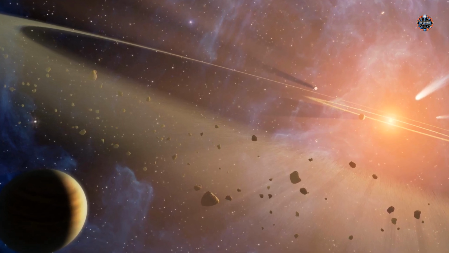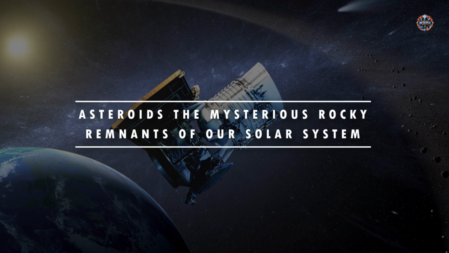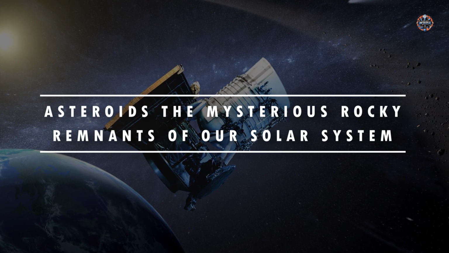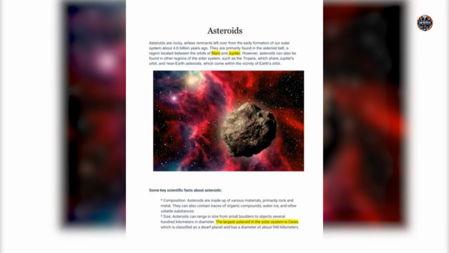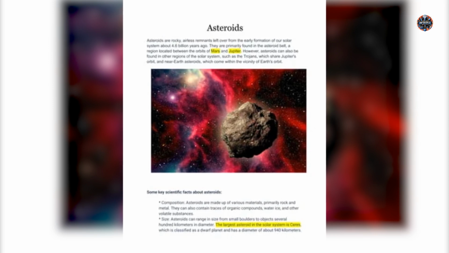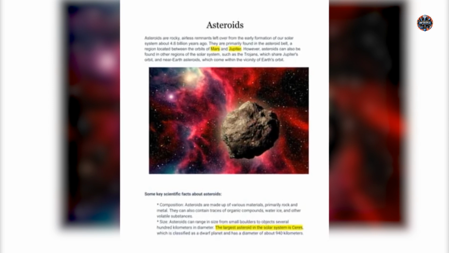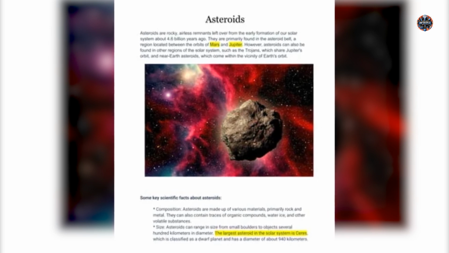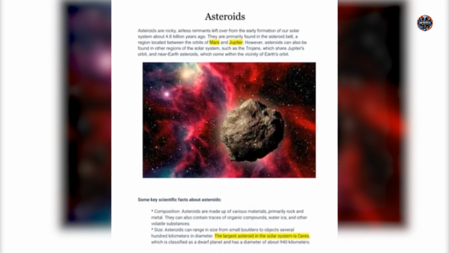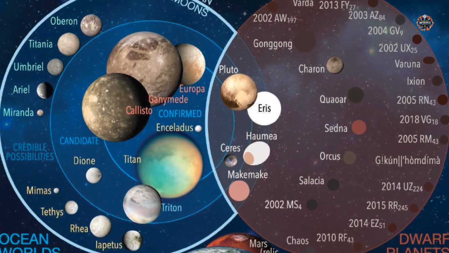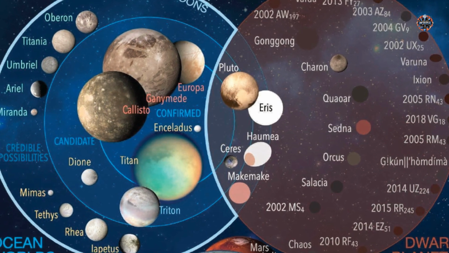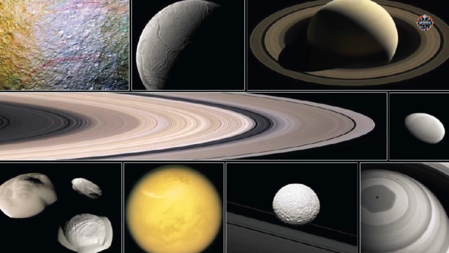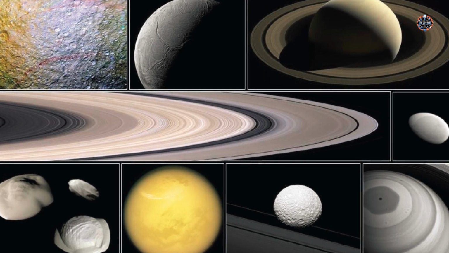Today we are going to talk about asteroids, the mysterious rocky remnants of our solar system. Asteroids are fascinating rocky remnants left over from the formation of our solar system about 4.6 billion years ago. These celestial bodies come in a variety of shapes and sizes, and they provide critical insights into the early days of our planetary neighborhood.